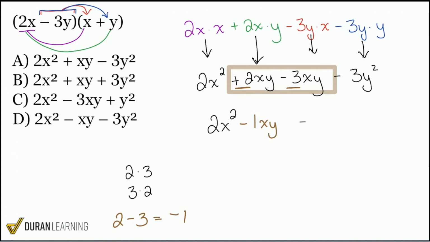And then we still write that minus 3y squared at the end. But my party people, one last quick question. Do we have to write that 1 in front of the xy? Do we have to write that 1? No, we don't. So we can rewrite this as a final answer of 2x squared minus xy minus 3y squared.